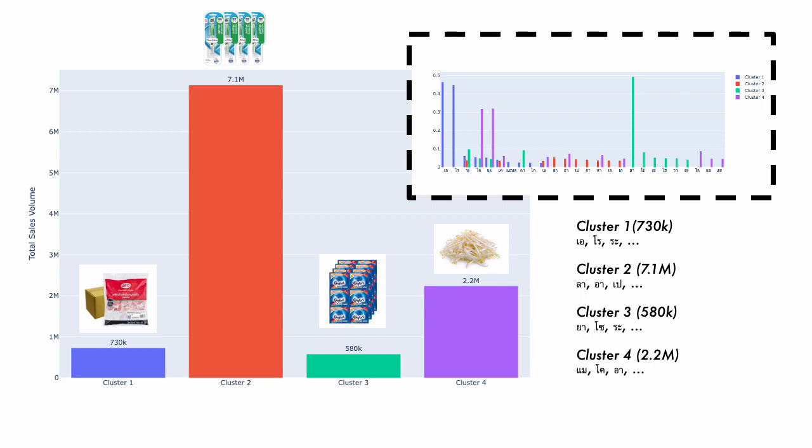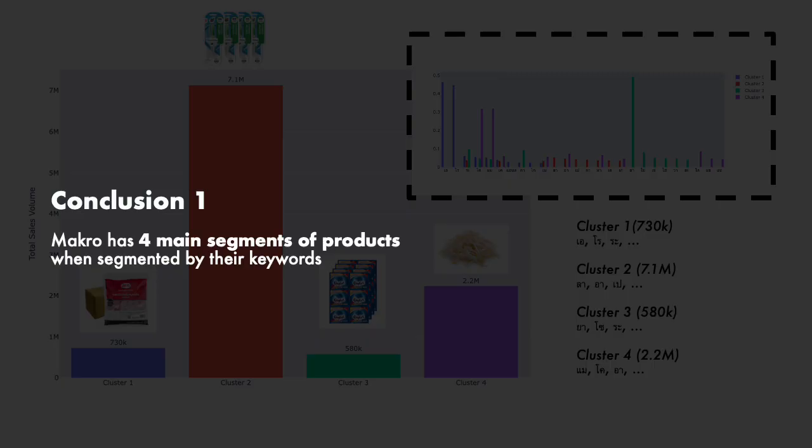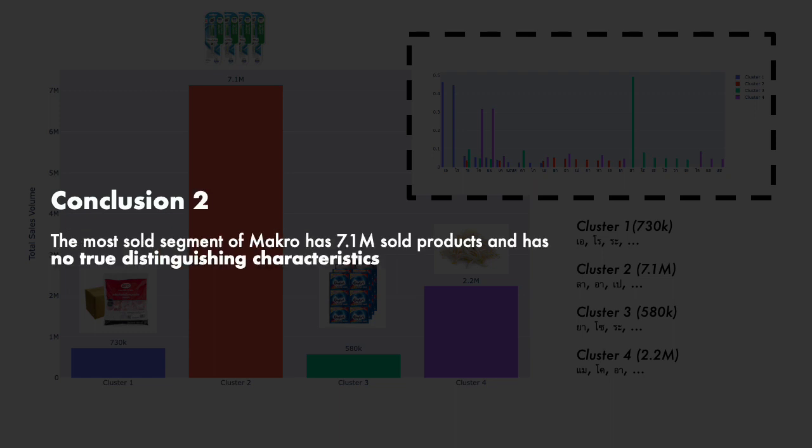Now let's look at the insights obtained. First, Makro has 4 main segments of products when using keywords to segment them. These 4 main segments can be further broken down and analyzed. Second, the most popular segment, which is represented by the second cluster, has 7.1 million sold products. Unfortunately, however, no distinguishable characteristics can be found from examining products within this group or cluster.